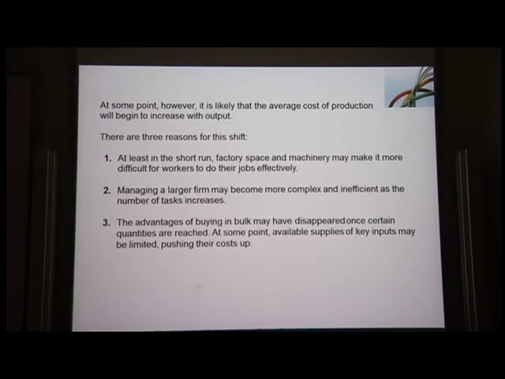Especially in the short run, factory space and machinery may make it more difficult to do the jobs effectively. That is not in the long run, right? In the short run, there might be a problem because you cannot build more buildings. It's difficult to expand your factory, and you cannot install new machinery in the short run. That might impact the productivity of workers, and if productivity is low, the cost of production will increase. The LAC will increase. That means we will experience diseconomies of scale.